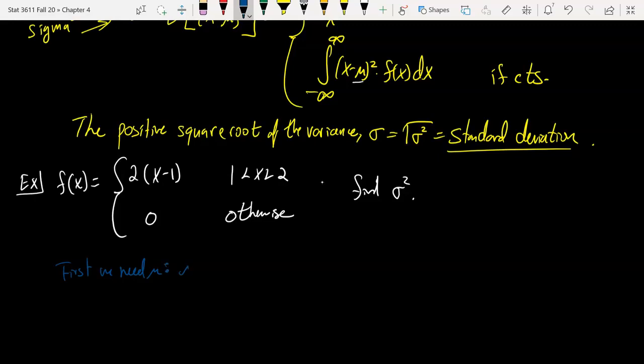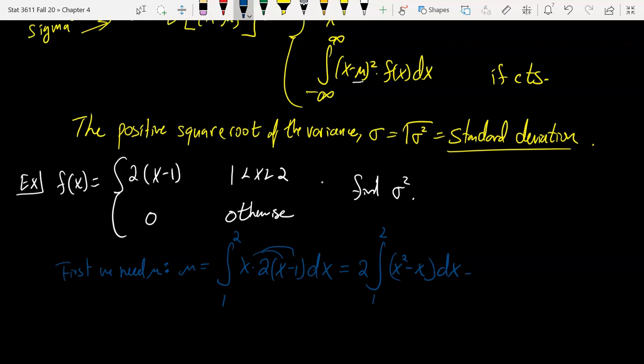What's the mean here? Mu, or the expected value of x. For a continuous variable, this is the integral. Here we're going to integrate from 1 to 2 of x times 2 times x minus 1 dx. I'm going to bring out the 2 and distribute the x, so that's x squared minus x dx, integrating from 1 to 2.